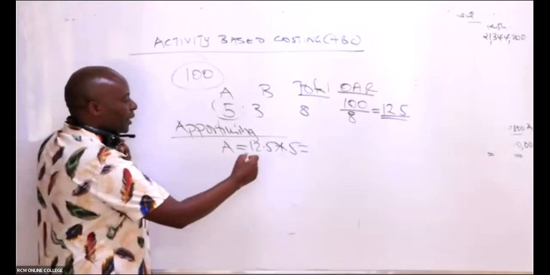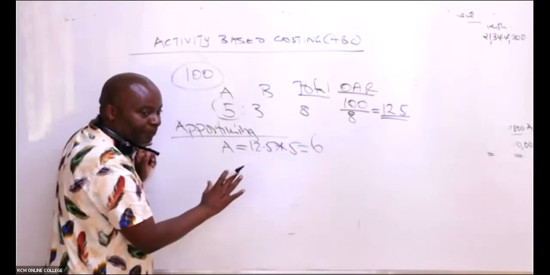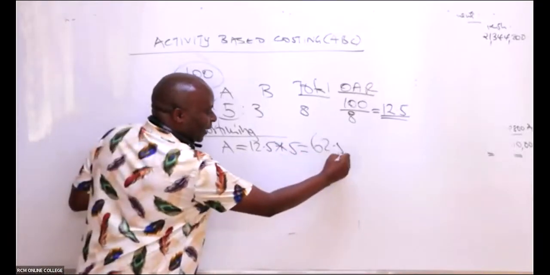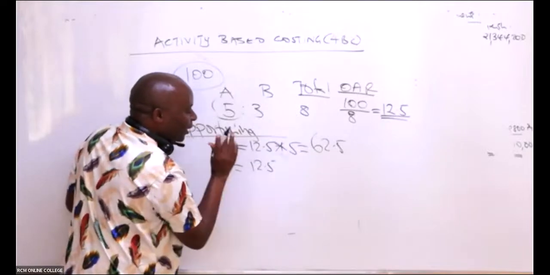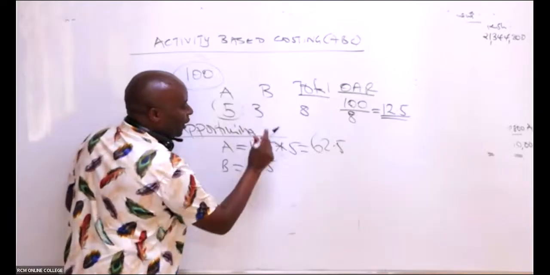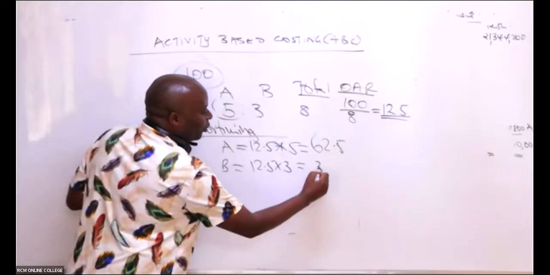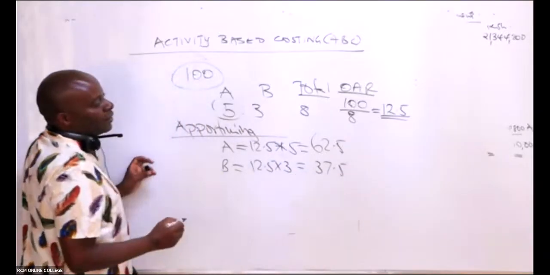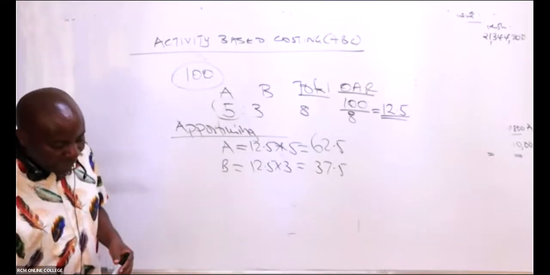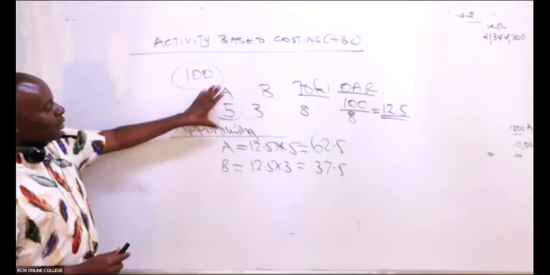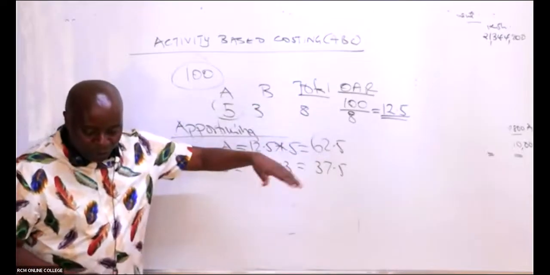Will this give me the 60 something? You gave me a figure here, 62.5, isn't it? And then B, we have what here? B will be the OAR times his units, times 3. And we shall be able to get 37 point what here? 37.5. And now that introduces us to what we call activity-based costing. We shall be using this simple approach throughout.